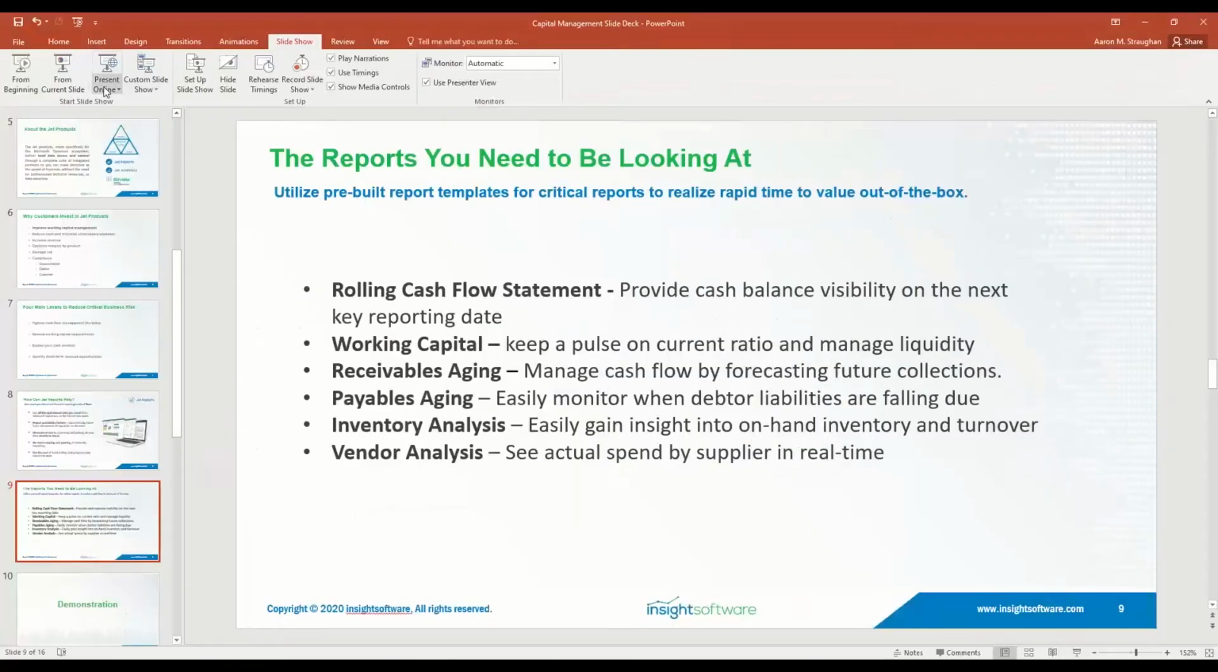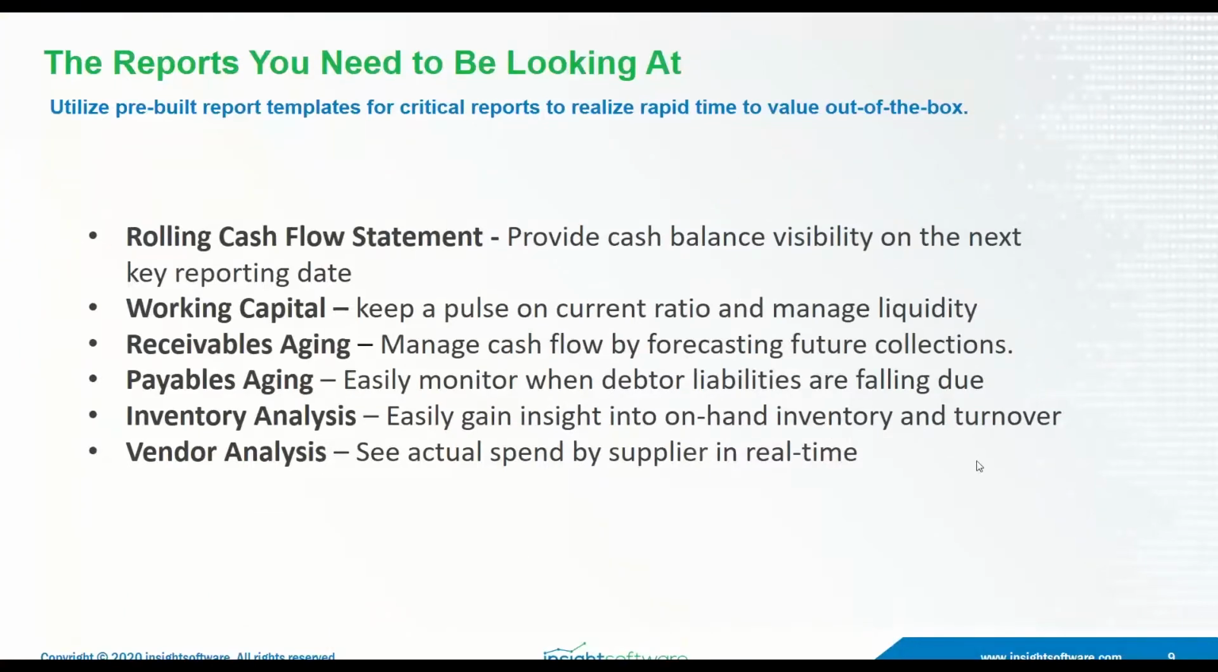And if we want to look at what those key reports are, just to recap what we looked at here, these are ones ready to go. We're going to make sure you can see your rolling cash flows. We're going to make sure you can get information around working capital. Receivables and payables aging, of course, that's always important. We haven't seen those yet, but we'll be spending a little more time on that section a little later here. And then again, inventory and vendor analysis, to understand where your costs are so you can better manage those.